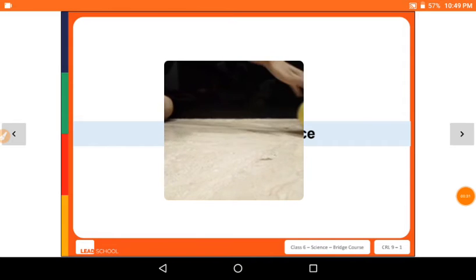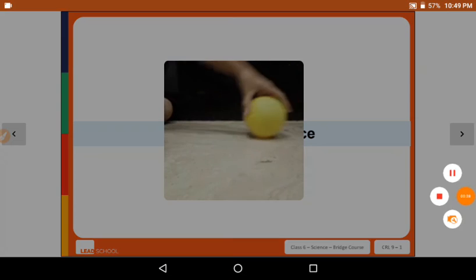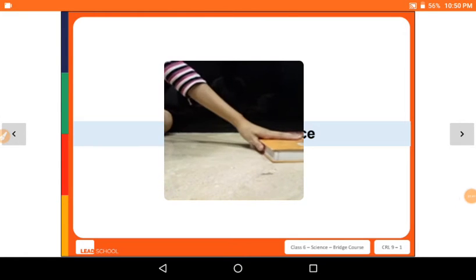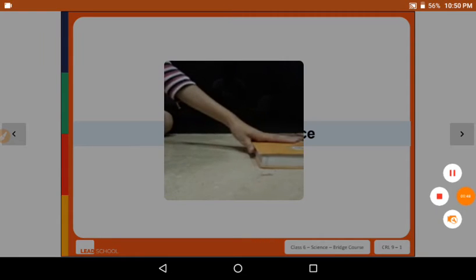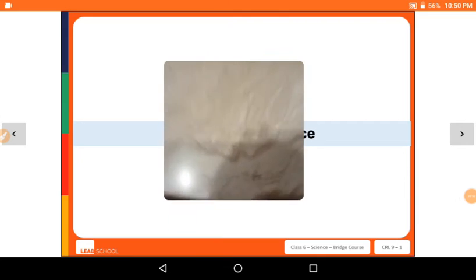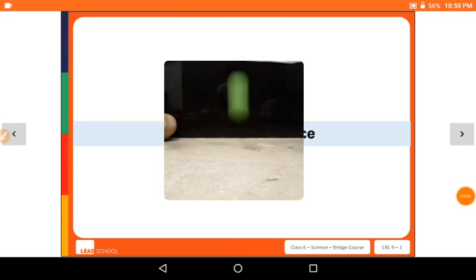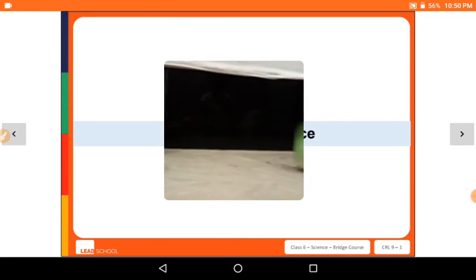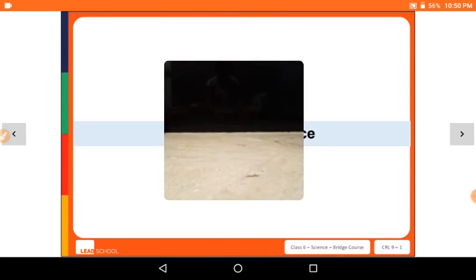Now here we can see that a ball is moving. What is the movement of the ball? The ball is rolling. Now here we can see a book. How does the book move? The book is sliding from one place to another. Now here you can see a plastic ball. It is bouncing. The plastic ball is bouncing back.